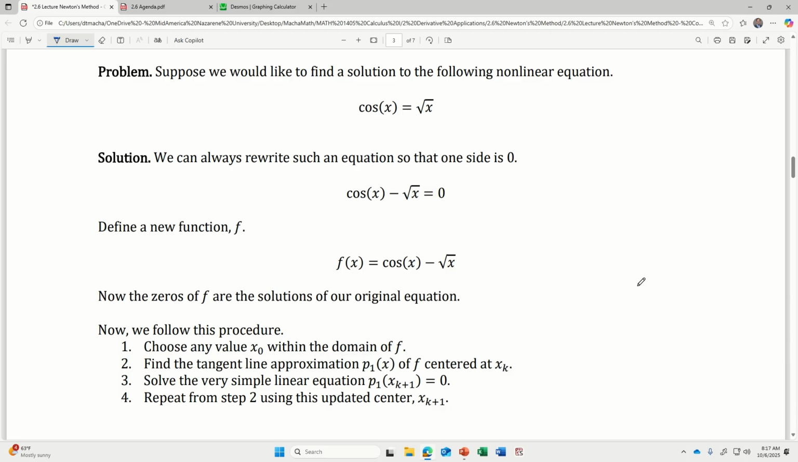So again, what do you do, because this happens all the time in real life, that you have equations that are nonlinear, that you can't solve with pencil and paper? Here's what we would do. We would rewrite the equation so that one side is 0. For us, that means you subtract square root x from both sides. The left side of the equation, we're going to name that function f. So f of x is equal to cosine of x minus square root of x.